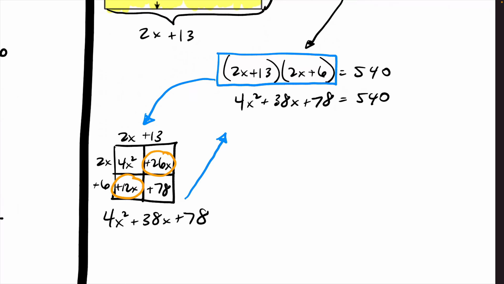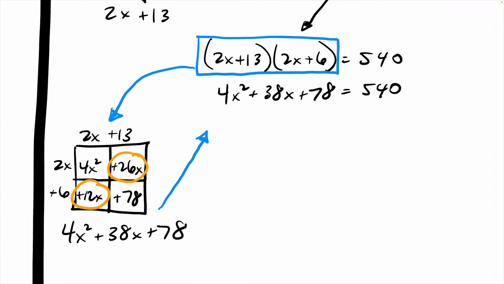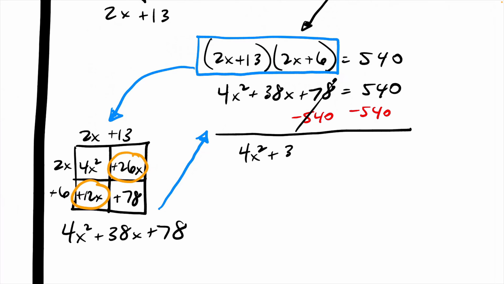Looks like a trinomial again. What do we do? Subtract by 540. Yep, subtract by 540. Oops, that's not the one I want to cross out. What is it? 462? Thank you. 462.